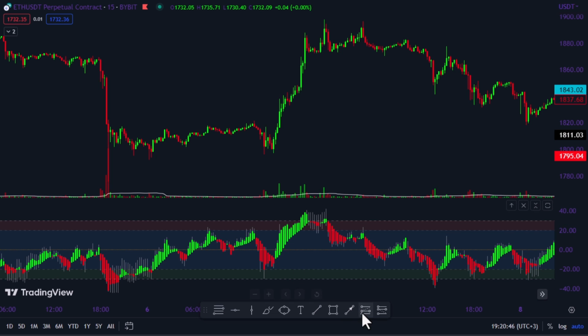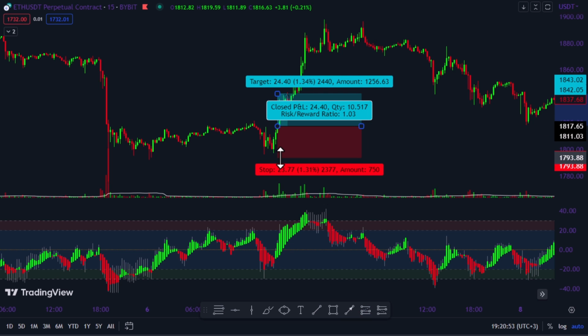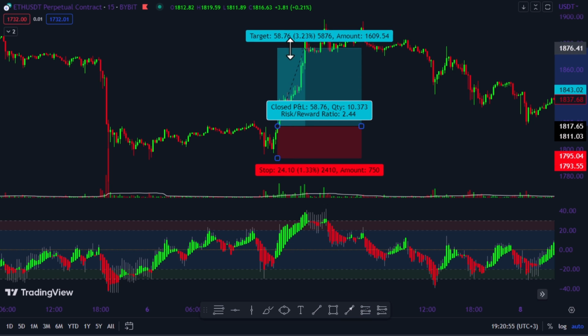Because of these signals, let's enter into the buy position here. We will be placing the stop loss at the most recent swing low. For the take profit, we will be targeting 2 times the risk.